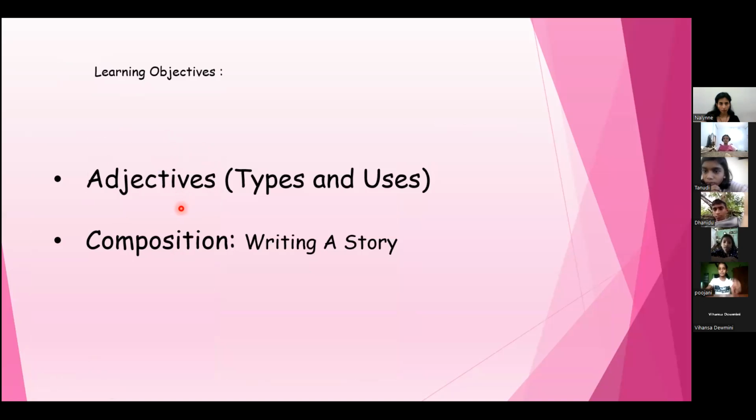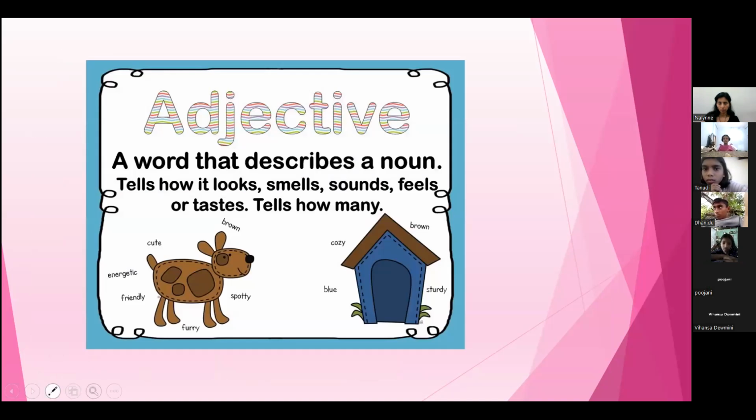Today, we are going to focus on adjectives, the types of adjectives and their uses. Then we're going to continue learning all about writing a story. Adjective, I'm sure some of you who have attended our lessons from the beginning may know what it is. Some of you are new, so listen up. We are going to go into more detail on how to use adjectives in your sentences.